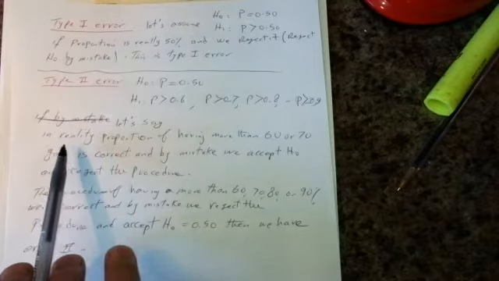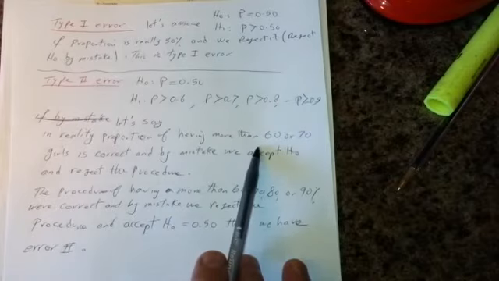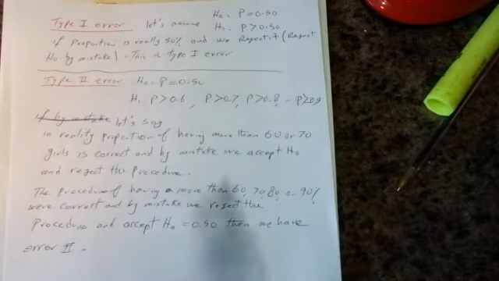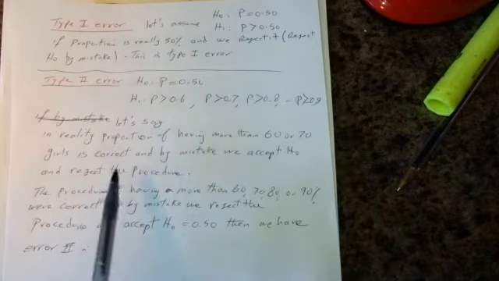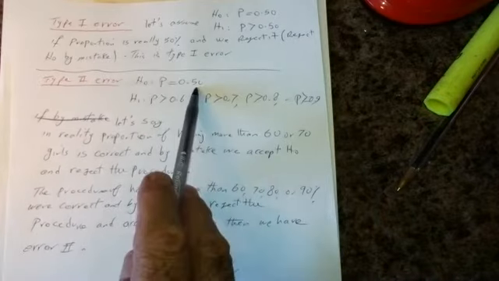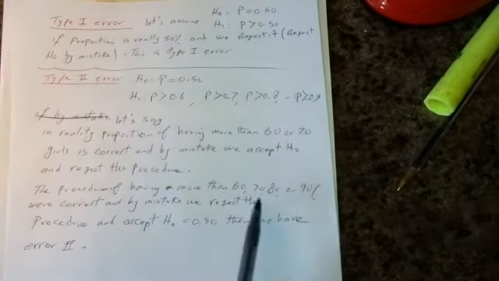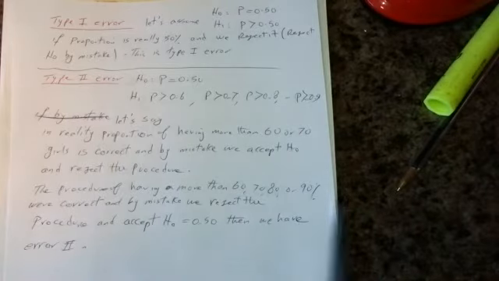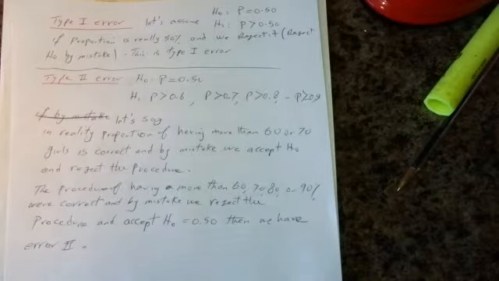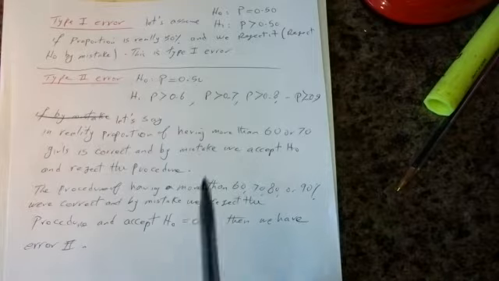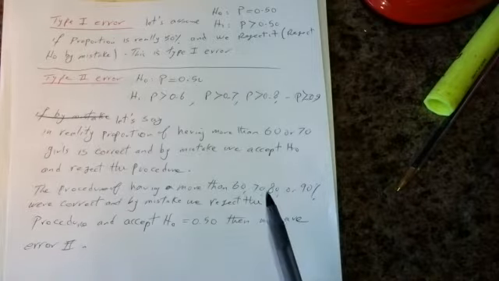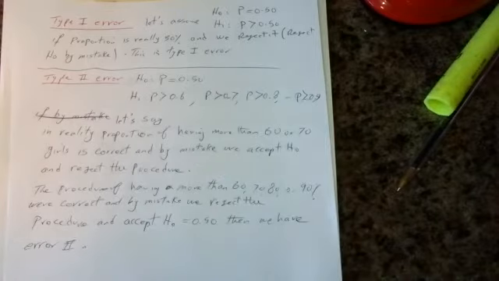So here, let's say in reality, the proportion of having more than 60 or 70 is correct. What they said was correct, but we reject it. So by mistake, we accept H0, which means we reject their claim. This procedure, where it was more than 60, 70, 80, 90%, which actually was true and we rejected, they call this error number two. So it's just two types of error. One is when what they actually claim was correct, but we rejected. Type one is when what they were claiming was not correct, and we accepted, okay?